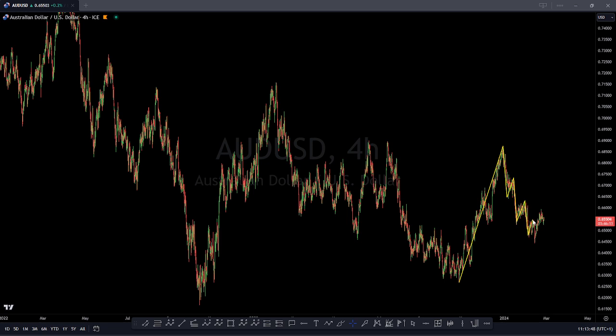Obviously, wave C being an ending diagonal here. You will see when I switch on the labels, and I do believe that this is ready for a big move to the upside there on your Australian US dollar.